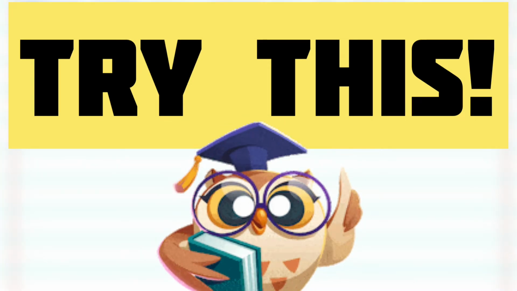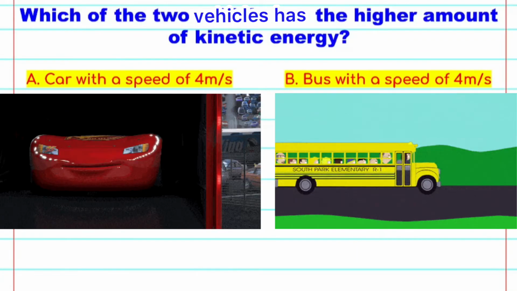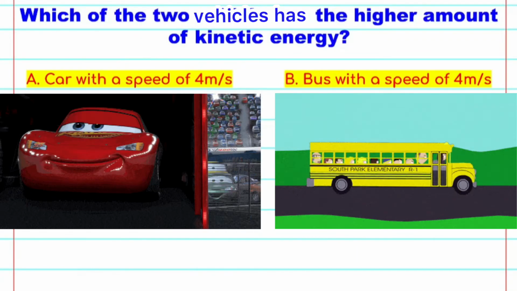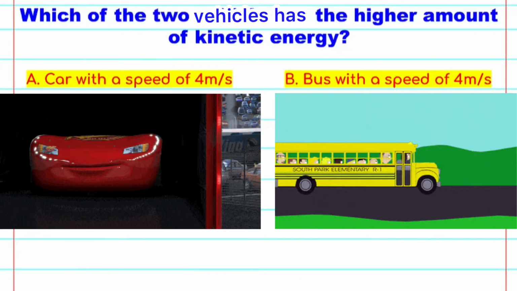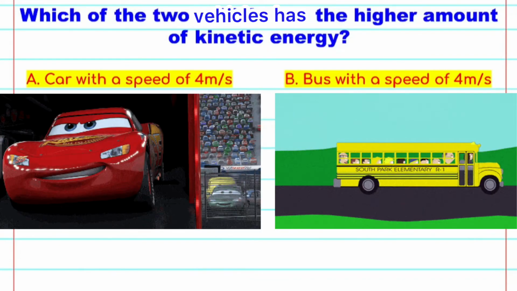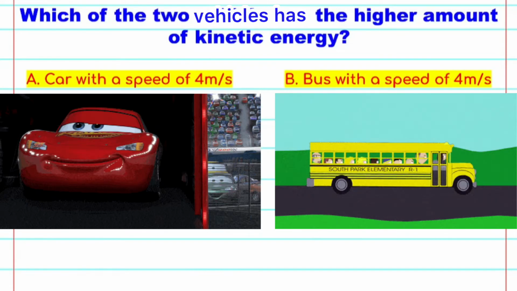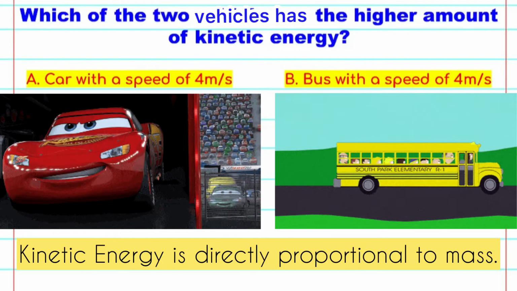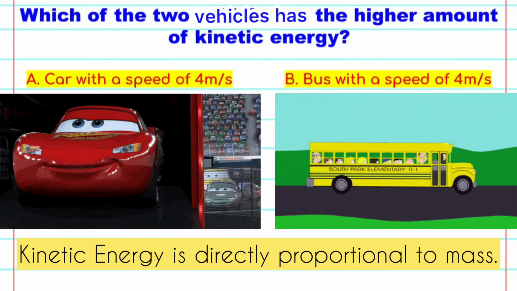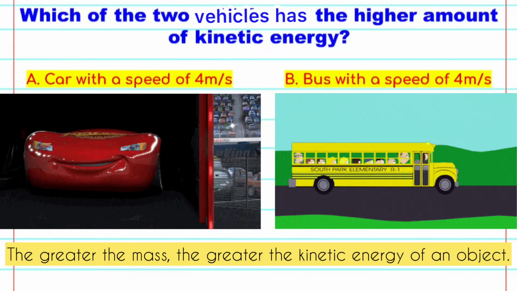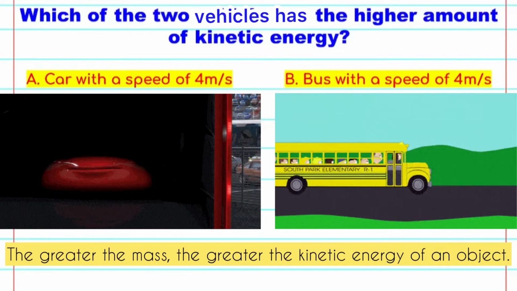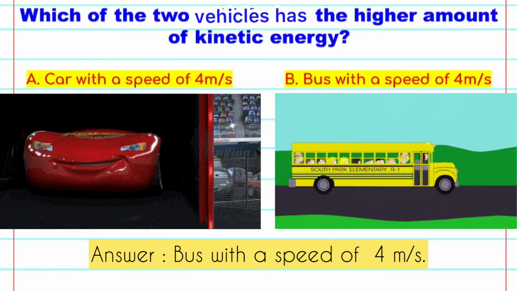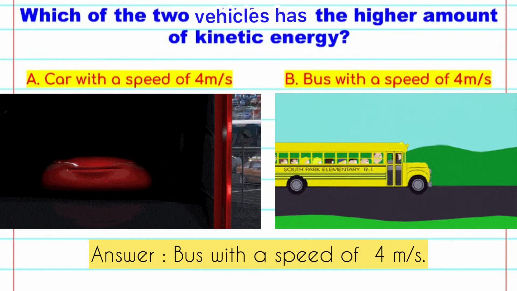Let's try this. Which of the two vehicles has the higher amount of kinetic energy? A, a car with a speed of 4 meter per second, or B, a bus with a speed of 4 meter per second. Kinetic energy is directly proportional to mass. The greater the mass, the greater the kinetic energy. So if you answered letter B, bus with a speed of 4 meter per second, you're correct.